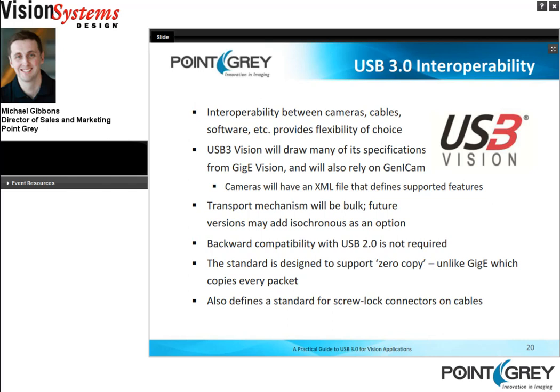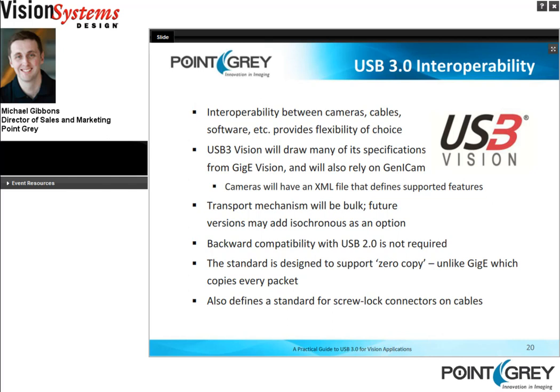USB3 Vision will draw many of its specs from GigE Vision, so it has a lot of similarities to GigE Vision. It also relies on GenICam. Cameras, for example, will have an XML file that defines the supported features. Currently, the USB3 Vision spec is requiring the transport mechanism to be bulk. Future versions may add isochronous as an option.